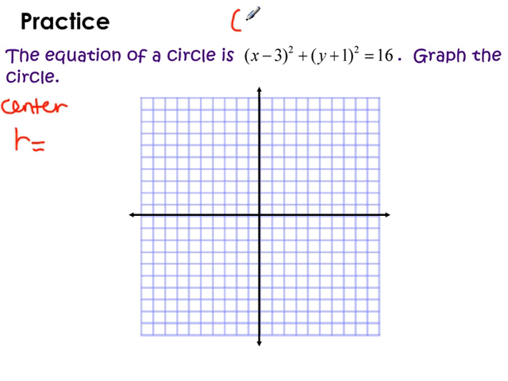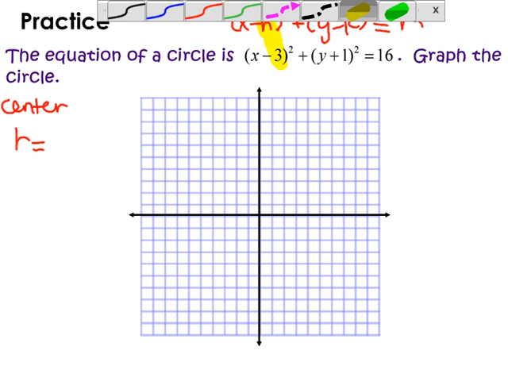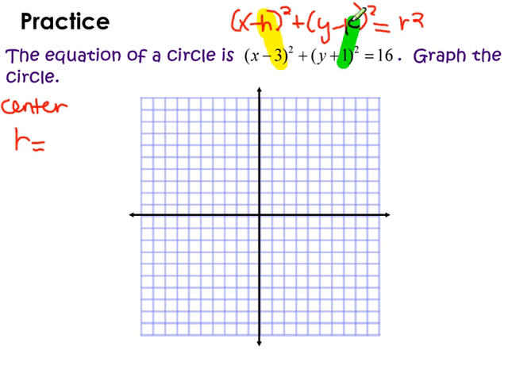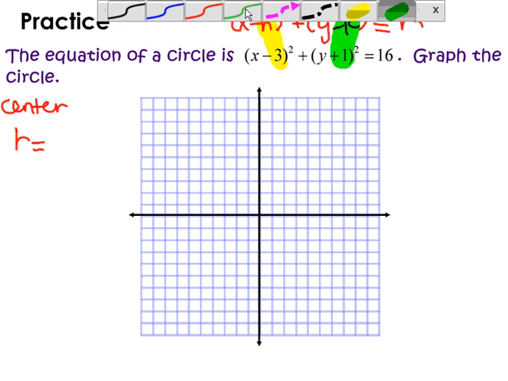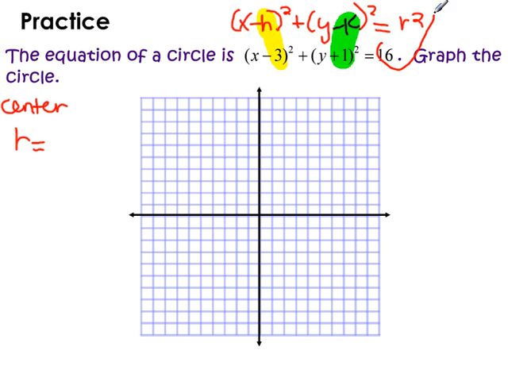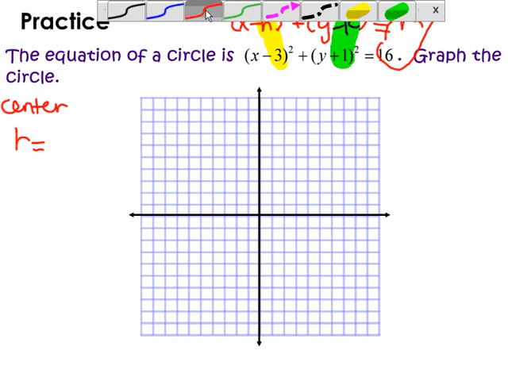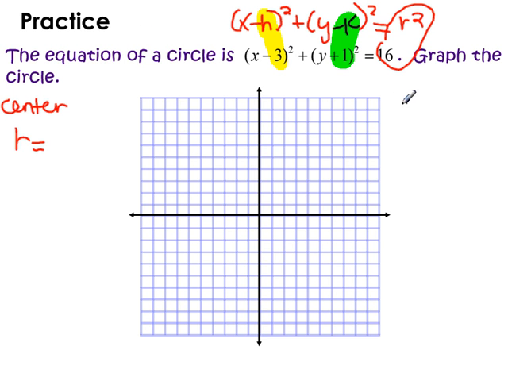If my equation of my circle is (x - h)² + (y - k)² = r², then I can pick out the pieces of the circle that I need. This piece right here is going to be my h. This piece right here is going to be my k. And then my radius squared will be equal to 16. And these are three little mini equations that you can use to figure out those pieces.